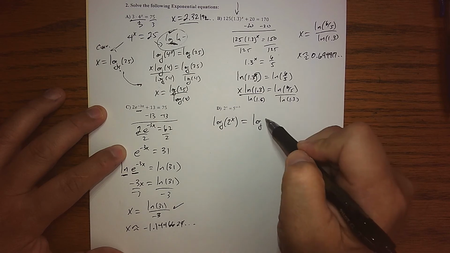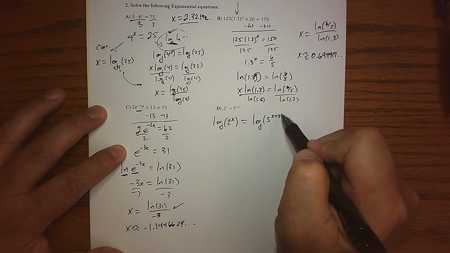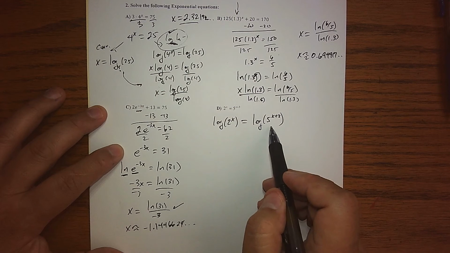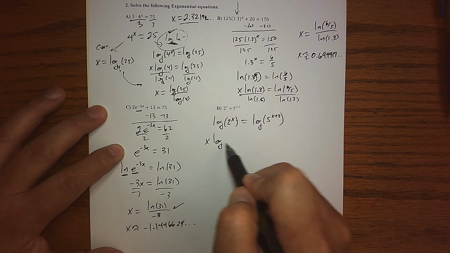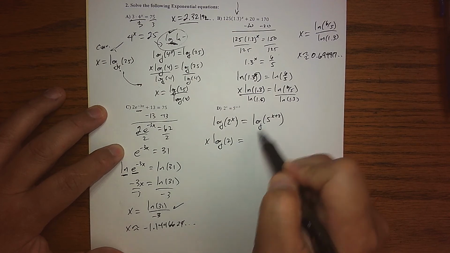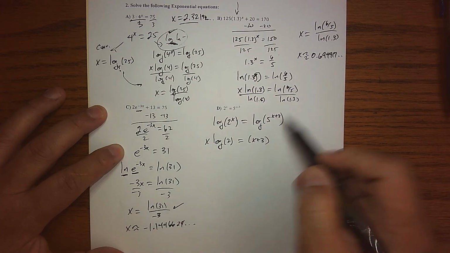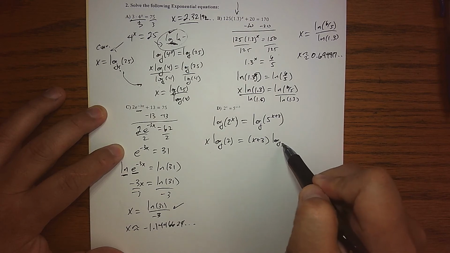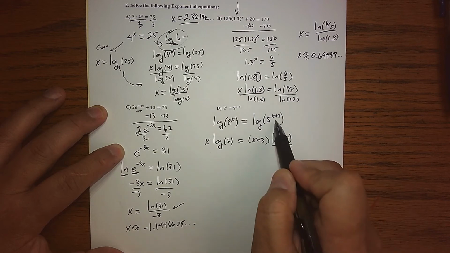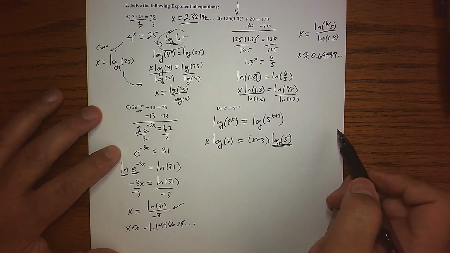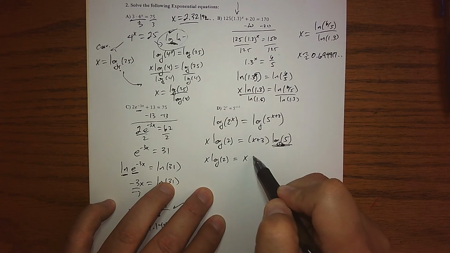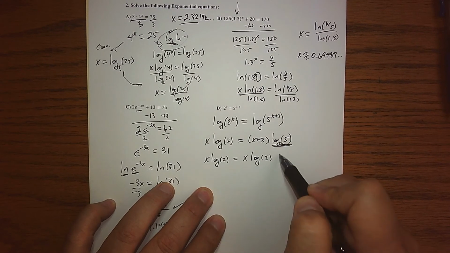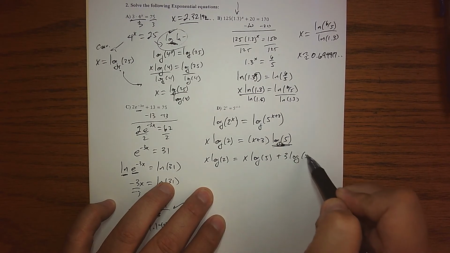So log base 5 of x plus 3. In both cases, what I have is our exponential rule. So I take my power and I move it out front. Here, be careful because the power is x plus 3, so put that in parentheses, because we want to make sure that this power is being multiplied to log base 5. So we have x log of 2 equals x log of 5 plus 3 log of 5.